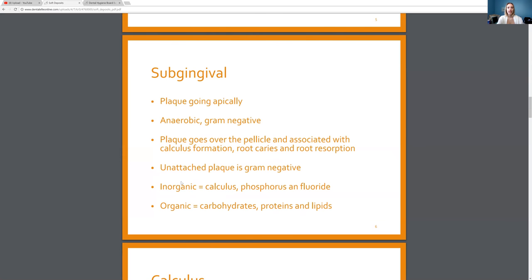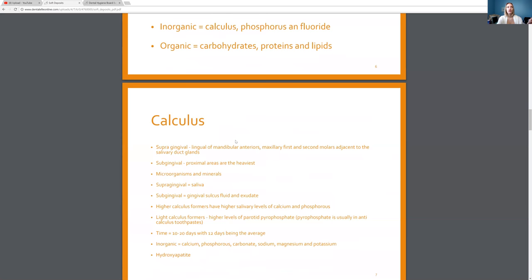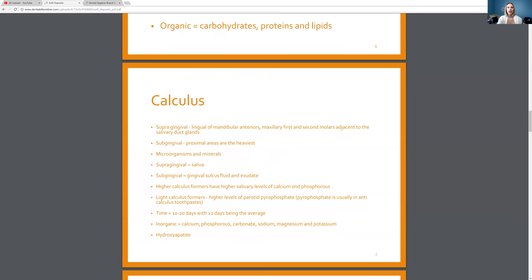Subgingival. So yes, it can go underneath the gum line. As soon as that happens, it tends to be more gram negative. So something else to look at. There's still a mix of gram positive in there, but as soon as it goes underneath the gum line, then it's more gram negative.